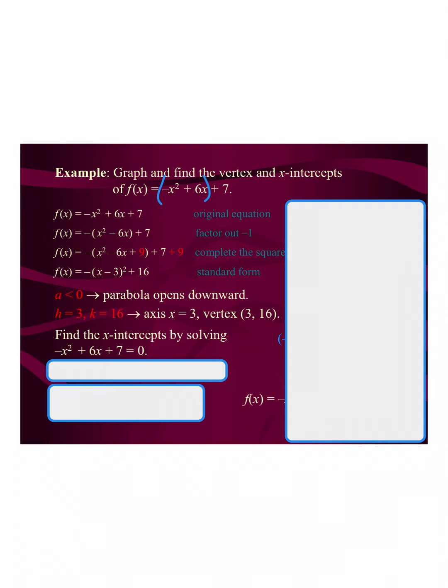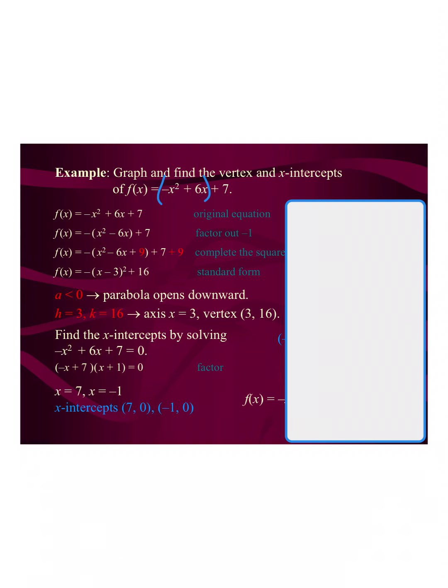All right, for my x-intercepts, what I want to do is go back to the original form, and I want to try and factor this whole thing. Because when I factor it, I can find the zeros for my function, and those are going to help me identify my x-intercepts. So when I go ahead and I factor this, we end up getting negative x plus 7 and x plus 1 equals 0. And then to use those factors to help us find our zeros or your x-intercepts, I'm going to go ahead and set each factor equal to 0. And I get x equals 7 and x equals negative 1, which then translate into my two x-intercepts of 7, 0 and negative 1, 0.